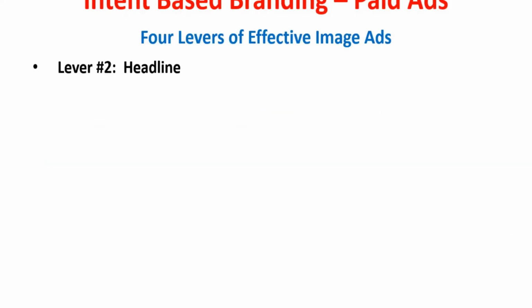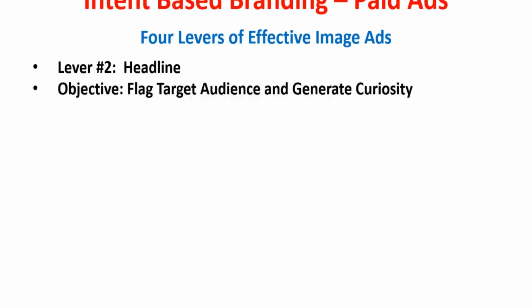All right. So lever number 2, the headline. This is another big mistake that people make in trying to create an ad. They try to sell their product with a headline. That is not the objective of the headline. The objective of the headline is to flag your target audience, make certain that the right people are viewing your ad, and more importantly, generate curiosity.